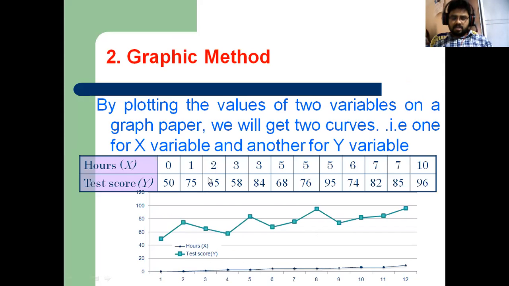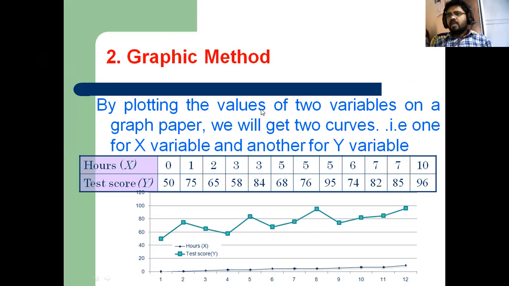Then the second one, this is also very important. This is the graphic method. When you observe the scatter diagram and the graphic method, they are more or less similar. But when you are putting the dots, that is a scatter diagram. When you are putting a line, that is a graphic method. Simple. So the graphic method will be done on graph paper.